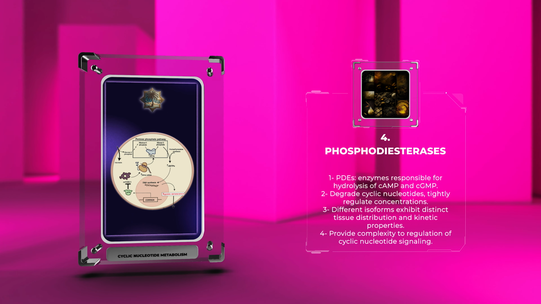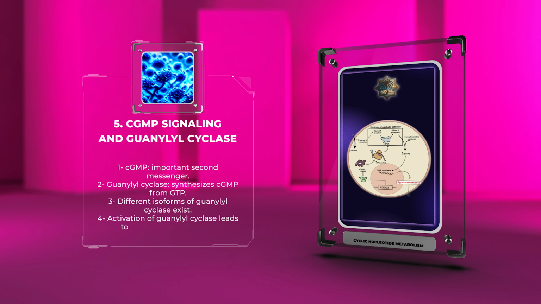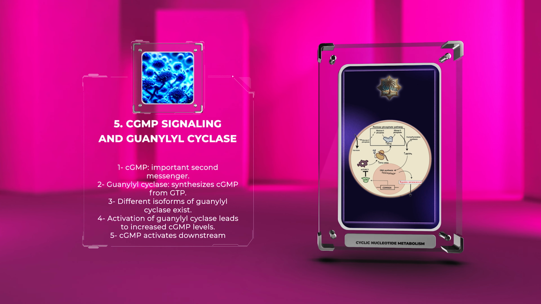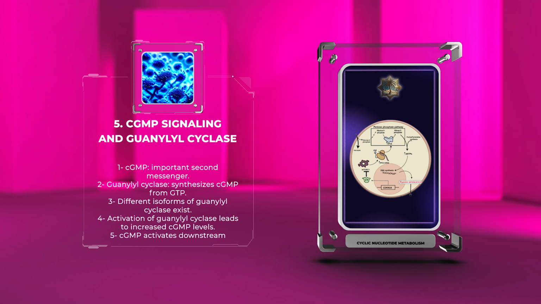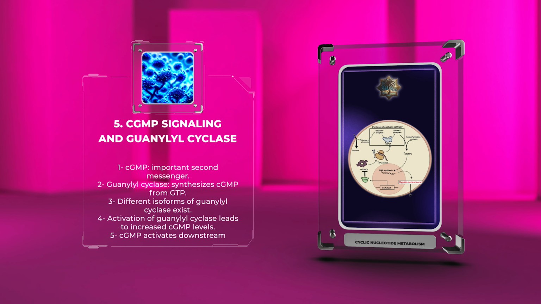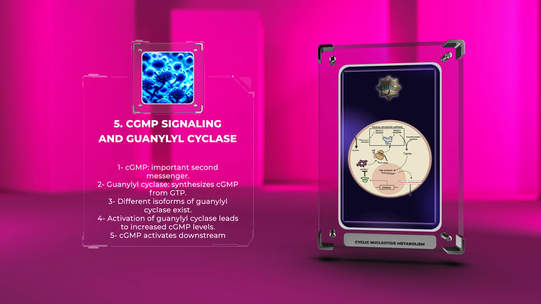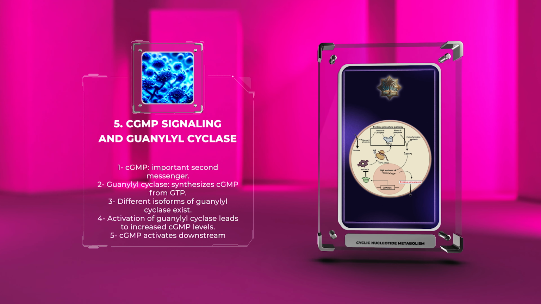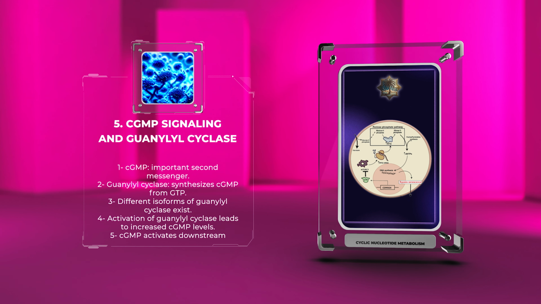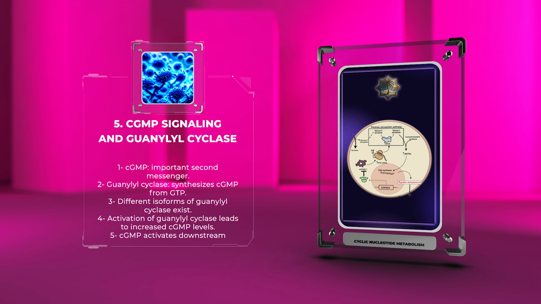Now, it's time to shift our focus to cGMP signaling and guanylyl cyclase. Similar to cAMP, cGMP is an important second messenger involved in numerous physiological processes. Guanylyl cyclase is responsible for the synthesis of cGMP from guanosine triphosphate, GTP. Different isoforms of guanylyl cyclase exist, including soluble guanylyl cyclase, sGC, and membrane-bound guanylyl cyclases. Activation of guanylyl cyclase leads to increased cGMP levels and subsequent activation of downstream effectors.